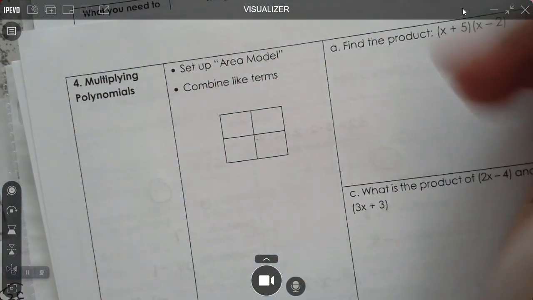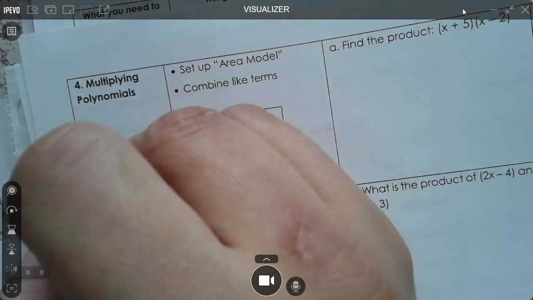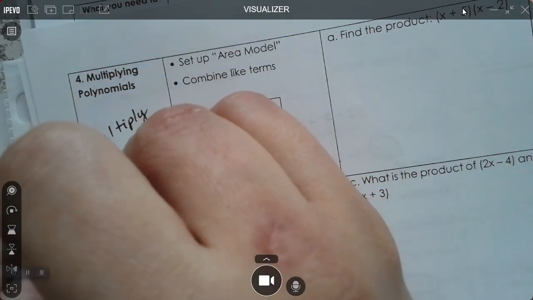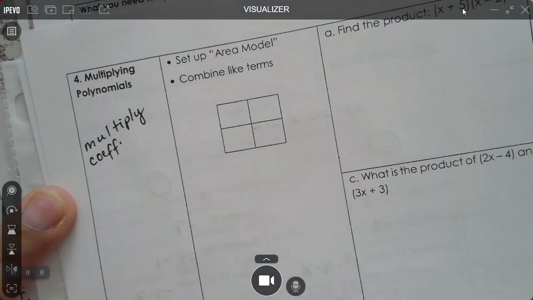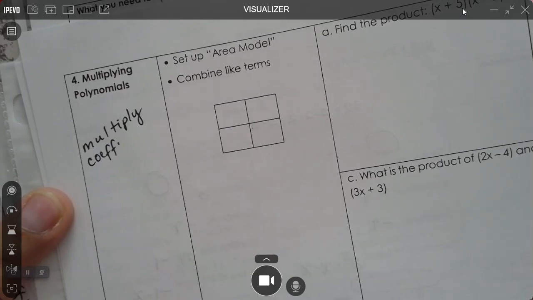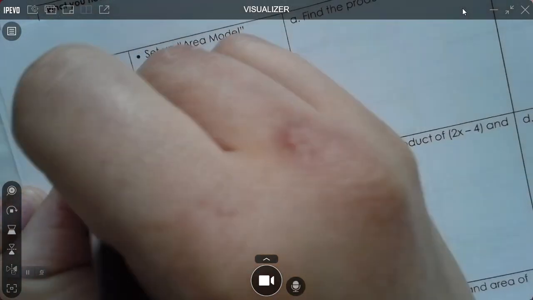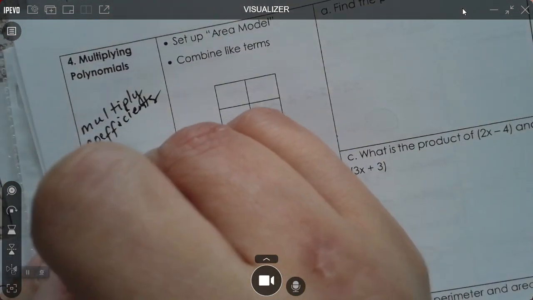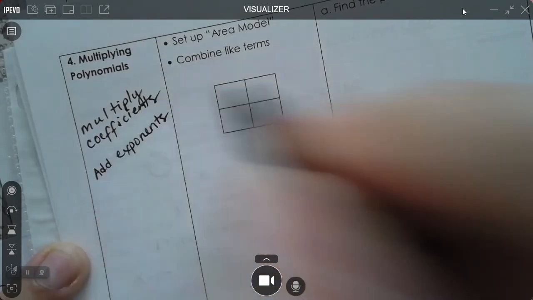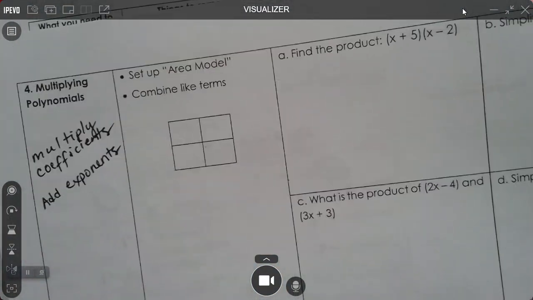All right, you also have to be able to multiply polynomials. Now, here's the thing about multiplying polynomials. Okay, you're going to multiply the coefficients. I can't find the paper that I was working on, so. Okay, and then you need to add the exponents. Okay, so please don't make that mistake when multiplying.